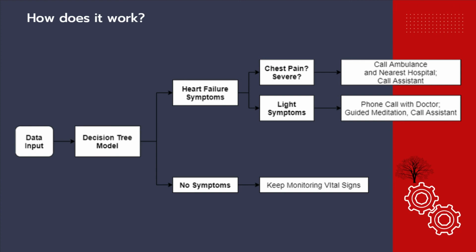Then the output: if you have some chest pain and the symptoms are severe, the system will call the ambulance, the nearest hospital, and your assistants. And if you have light symptoms, the system will hold a phone call with the doctor, and if necessary, will provide you guided meditation with some psychologist, and of course call your assistant to assist you. So that is my idea of this technical stuff.